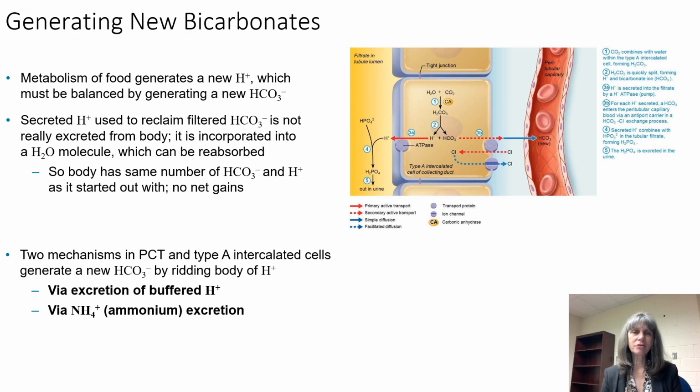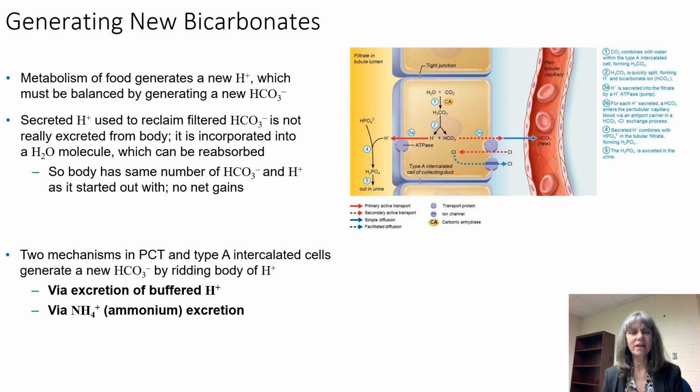The metabolism of food generates a new hydrogen ion that has to be balanced by generating a new bicarbonate ion. And secreted hydrogen ions are also used to reclaim filtered bicarbonate ions. So it's not really excreted from the body, it's incorporated into a molecule of water, which can be reabsorbed. So the body has the same number of bicarbonate and hydrogen as it started out with, no net gains.